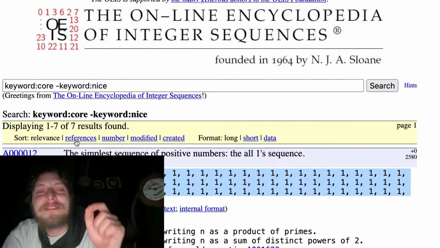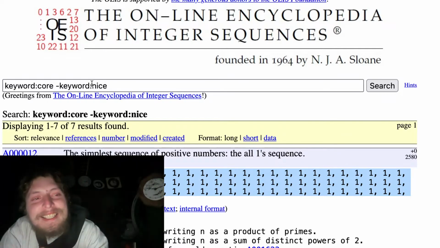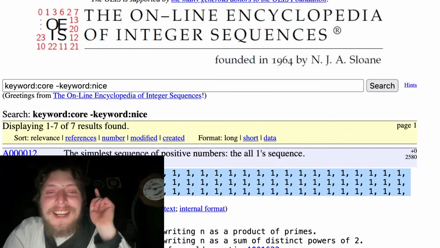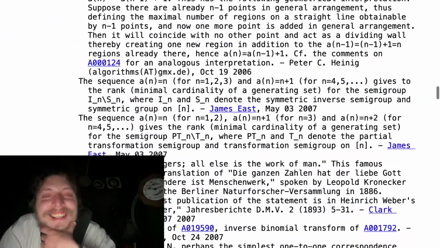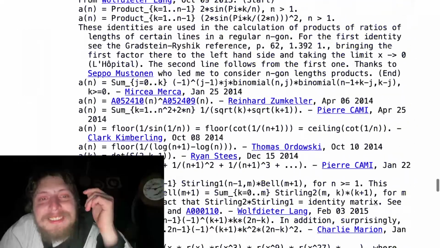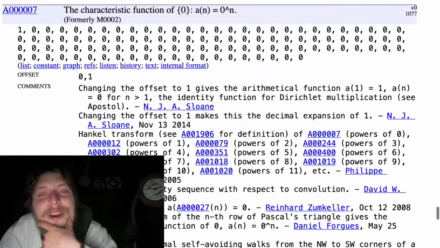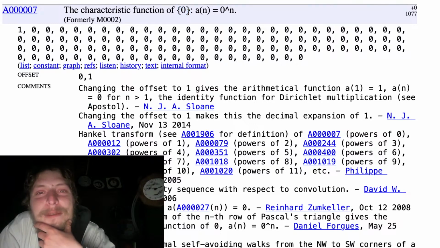172 of the 179 of the core are also nice for their keyword, but these are the 7 that aren't. The all ones sequence, the positive integers. These ones, they're just like, that's not that nice. That's too boring. See, that one has a lot of notes. And the 0 function, oh no, wait, a 1 followed by only zeros. And it's the characteristic function of the empty set. Is that what they mean? Oh no, wait, that would be a set with a 0. Never mind. The characteristic function of 0, it's 0 to the n.